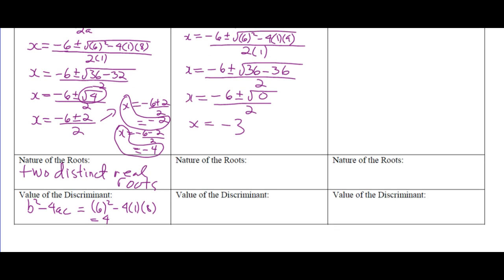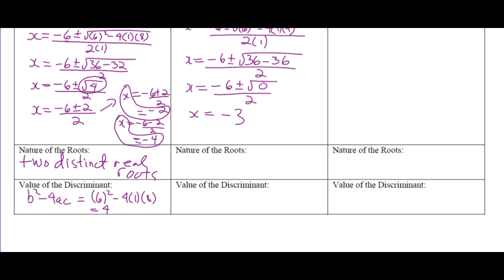All right, what's the nature of the roots? How many roots do we have? 1. What do we actually say? 2 equal real roots. What's the value of the discriminant? b squared minus 4ac, right? 6 squared minus 4 times 1 times 9 is 0.